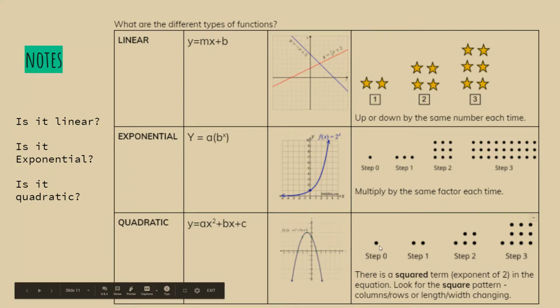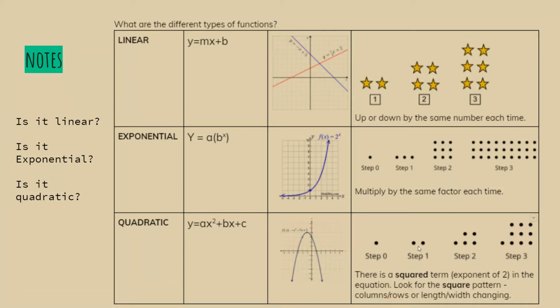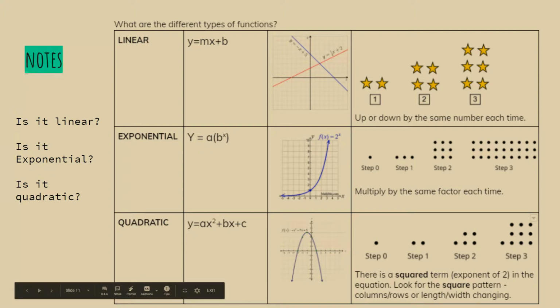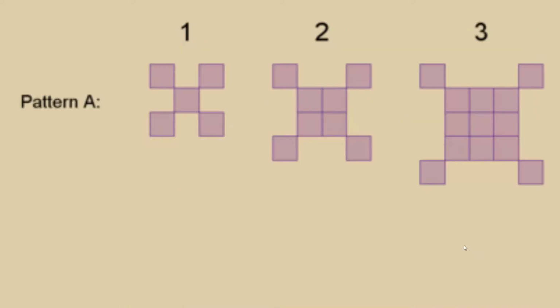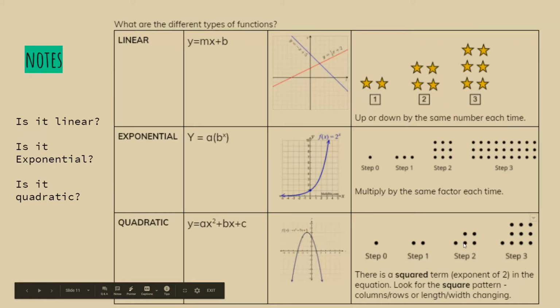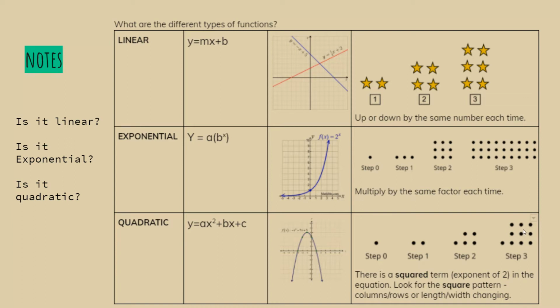In step 0, we just have 1 dot by itself. In step 1, we have 1 dot and 1 dot next to it. Let's see if we can find a square pattern here. Here we have 4 dots and 1 dot next to it. See how we have a square of 4 dots. In step 3, do you see a square as well, a square of dots? In step 3, I see 9 dots, which is a square of 3 by 3, or 9 dots. So this is a squared pattern.